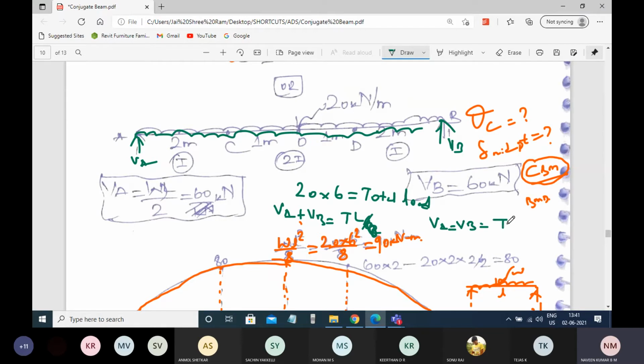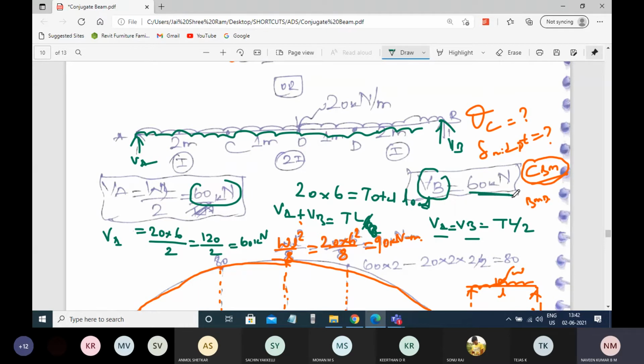So then your reaction at VA or VB equals the total load divided by 2. The total load is 20 times 6. So VA is calculated as 20 times 6 divided by 2, so this is 120 divided by 2, which equals 60 kilonewton. Again VA is equal to VB, so VB is also 60 kilonewton.